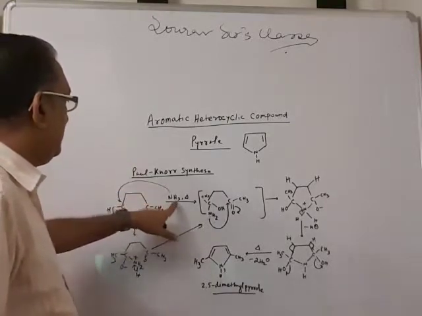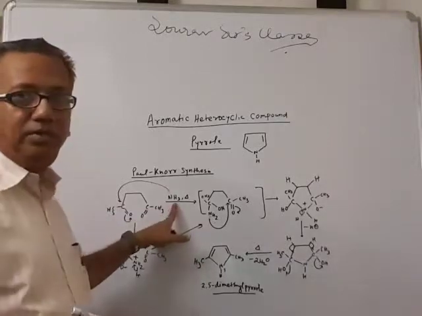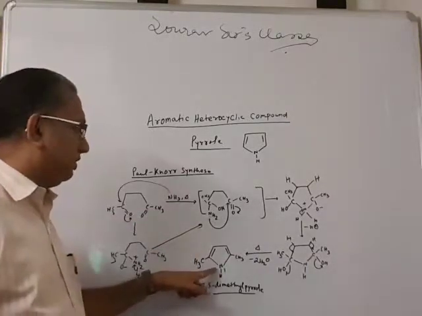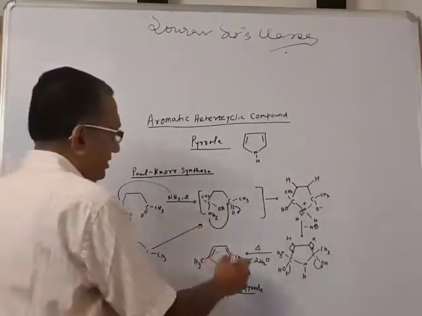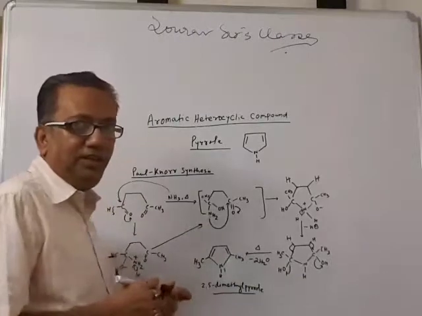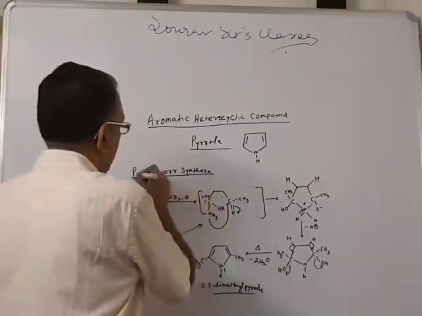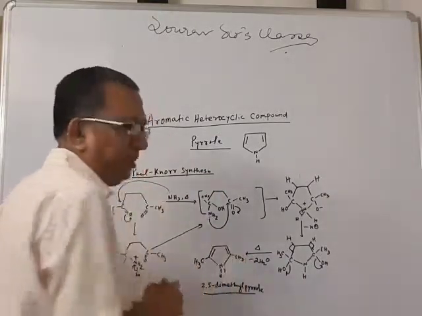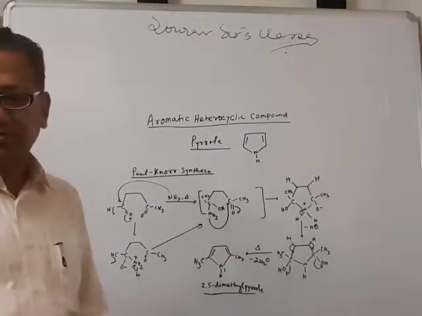If we use an amine derivative instead of ammonia, then we will also get the substituted pyrrole. That means N-substituted, N-alkyl pyrrole, and that is why this reaction is very important for the production of substituted pyrroles or pyrrole derivatives.